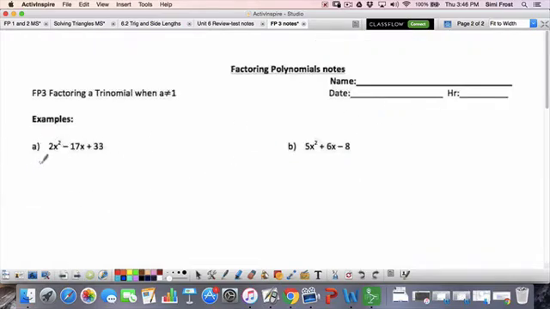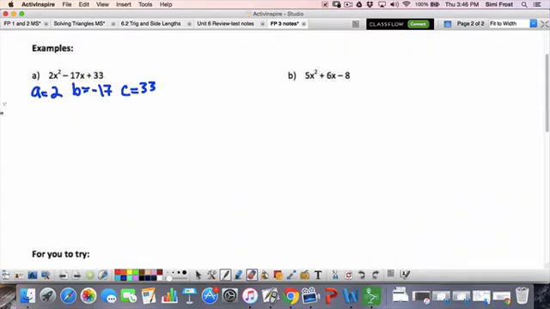Okay, so first thing we're going to do here is determine the a, the b, and the c. So our a is 2. Our b is negative 17. And our c is 33. We're going to set up the I-bar. 2 times 33 is 66. And I'm going to put my b down here. And we do have a negative in this case, so we're going to get a chance to see what happens when we have a negative.